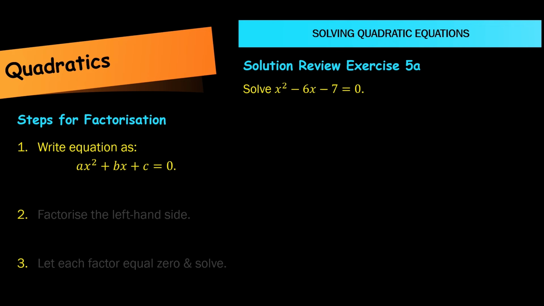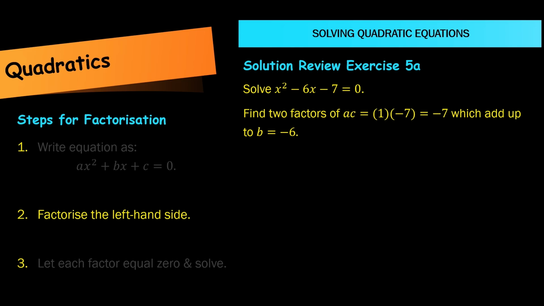So we're going to solve x squared minus 6x minus 7 equals 0. And then find two factors of AC equals 1 times minus 7 equals minus 7, which add up to b equals minus 6. Now the factors are 1 and minus 7, since 1 times minus 7 equals minus 7, and 1 plus minus 7 equals minus 6.